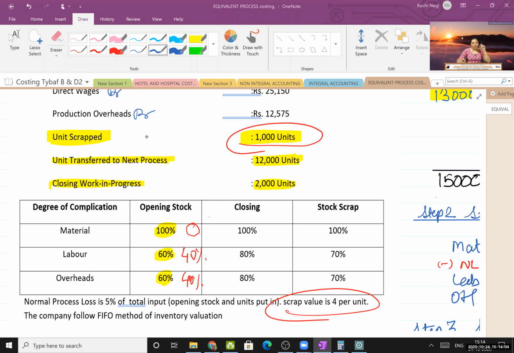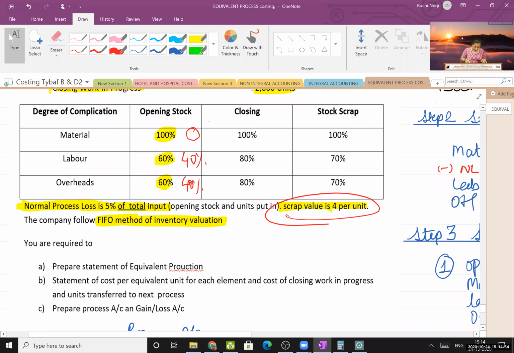Okay, so how much is the normal loss? 5% of total input. Okay, so let us see when we calculate that. Scrap value is 4 rupees per unit. And the company is going to follow the FIFO method of inventory valuation. Okay, fine. So what do we have to make?